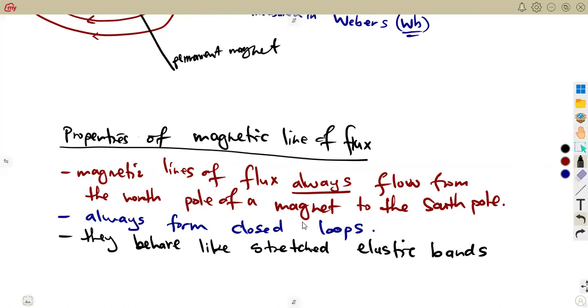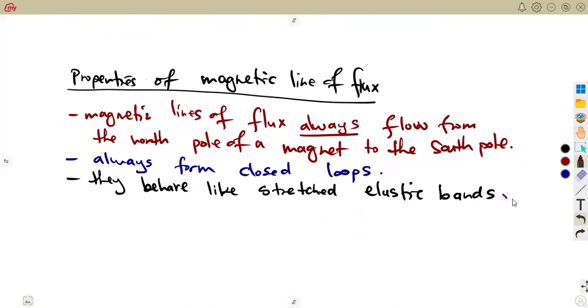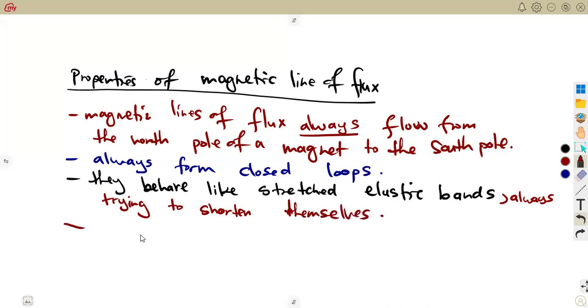So they behave like stretched elastic bands, trying to what? Always trying to shorten themselves. So that is the condition of the magnetic lines of flux.